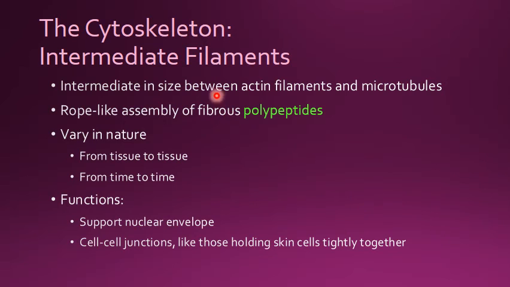Intermediate filaments are the size between actin filaments and microtubules. They're a rope-like assembly of fibrous polypeptides. They vary in nature from tissue to tissue and time to time. They support the nuclear envelope, so around the nucleus, and they're part of cell-to-cell junctions.